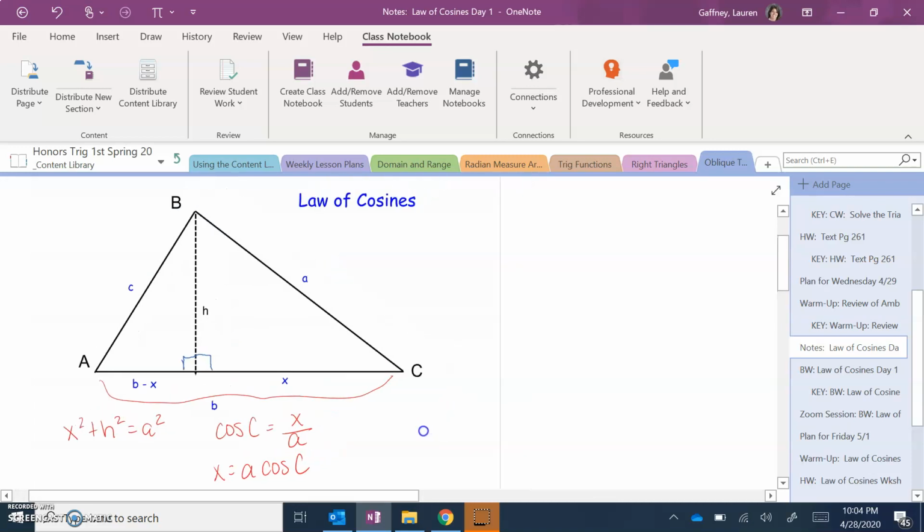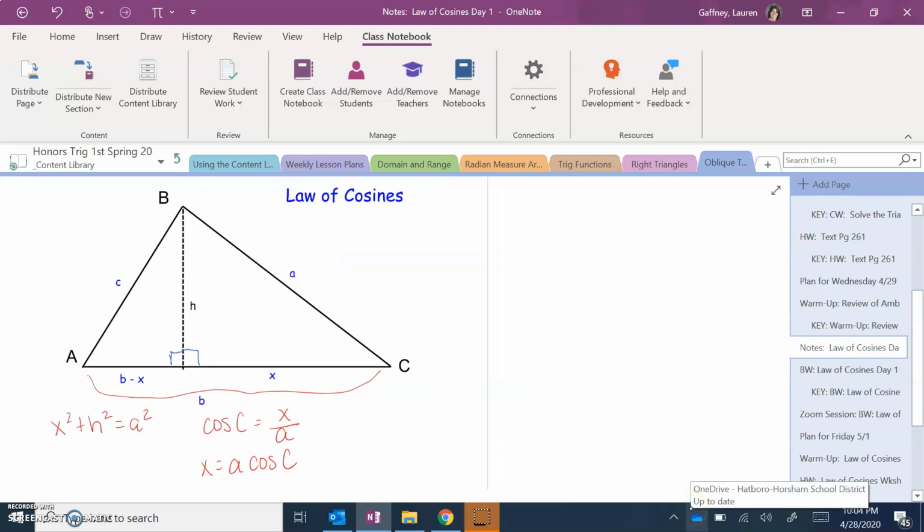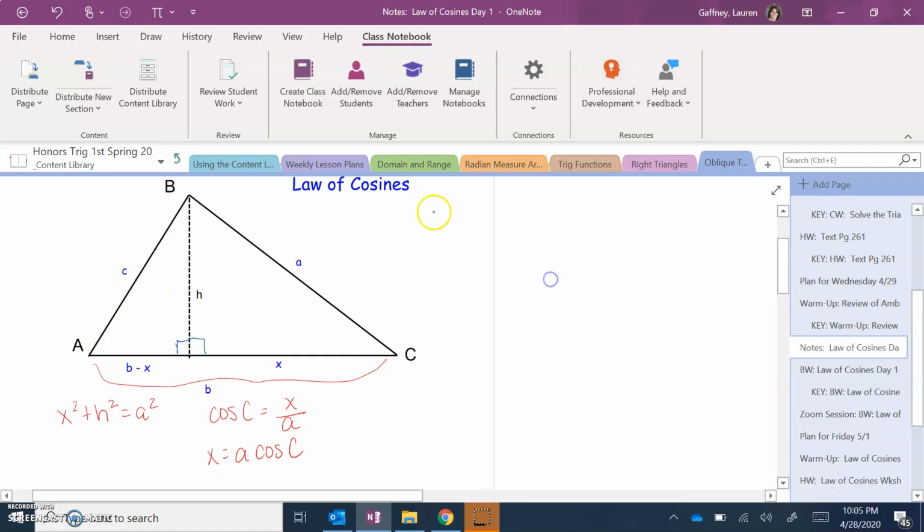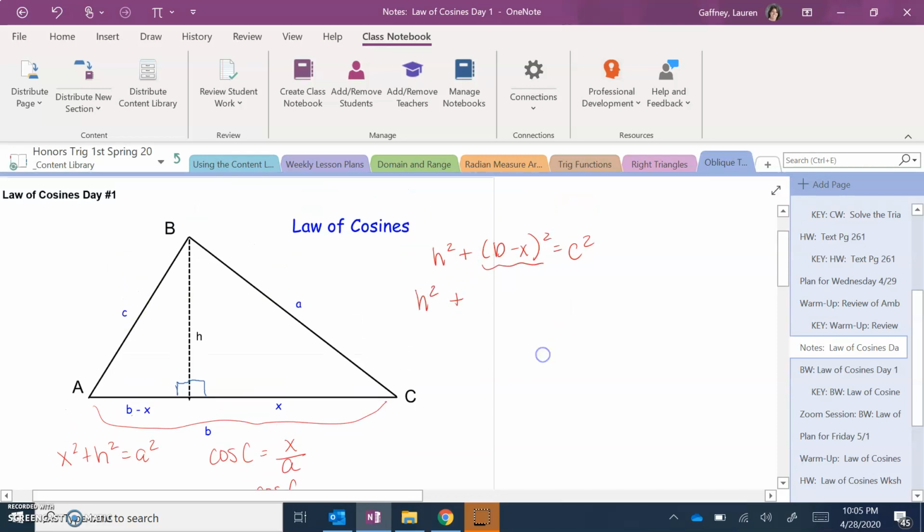Now I'm going to switch gears and look at the right triangle on the left-hand side. If I do the Pythagorean theorem with that one, h squared plus (b minus x) squared is equal to c squared. Now I'm going to FOIL this out. Remember, when you FOIL it, don't just tell me it's b squared plus x squared. You write it out and multiply the whole thing together, and you get b squared minus bx minus another bx, so minus 2bx, plus x squared.